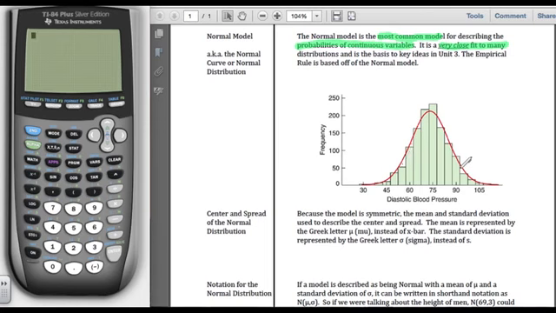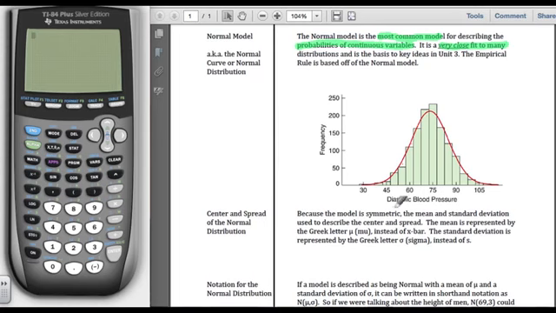And that's something we have to deal with in statistics. We don't have one exact right answer all the time. There's room for error, and we'll see that as we progress. We're going to represent this normal model with some unique notation.